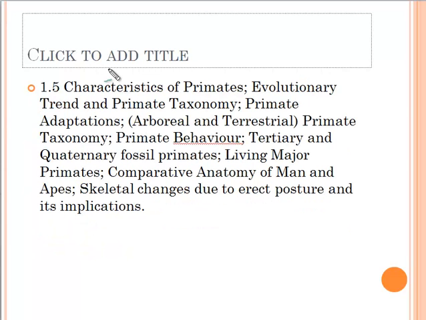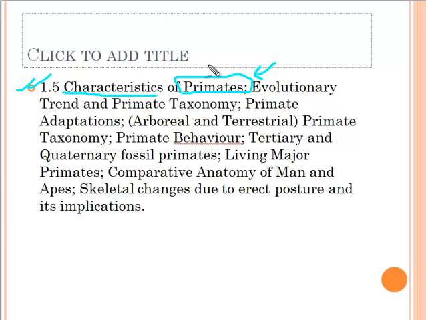Then coming to the next one, this is characteristics. This is chapter 1.5, characteristics of primates. Primates are the species from which human beings have evolved. Human beings are also primates. Primate is one of the subparts of mammalia, mammals. So all the apes and human beings and a lot of monkeys, all these come under primates. So their characteristics, what makes them primates, that we will study.